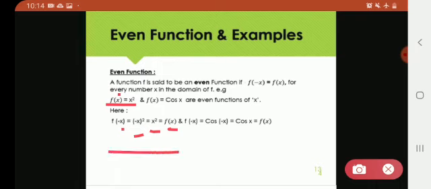Look at the next one, f of x equals cos of x. So f of minus x would become cos of minus x, and that would again be cos of x, because cos never leaves its negative sign, it absorbs it. So it would become cos of x, which is again f of x. So they are equal. That's why this is called an even function.